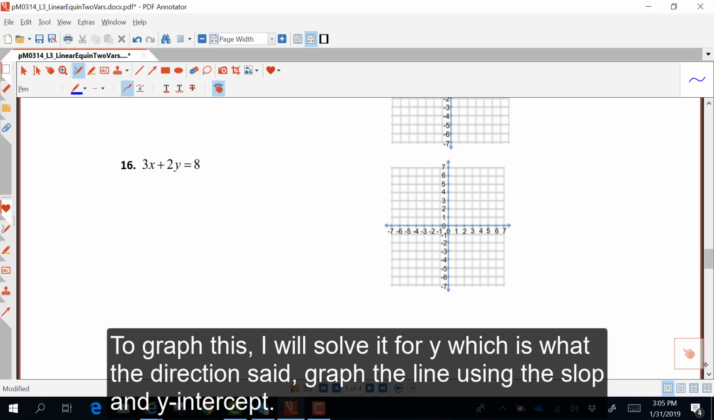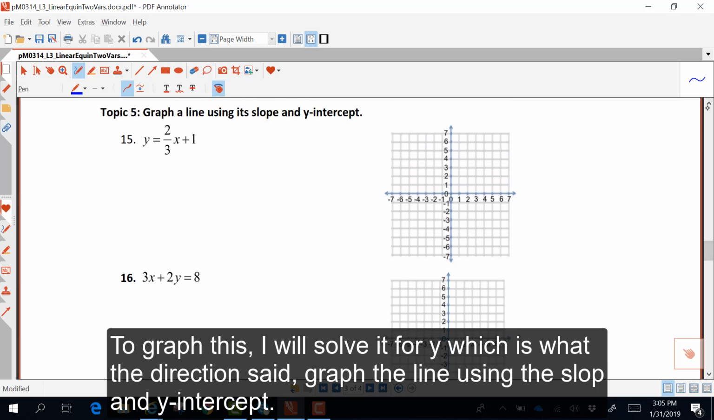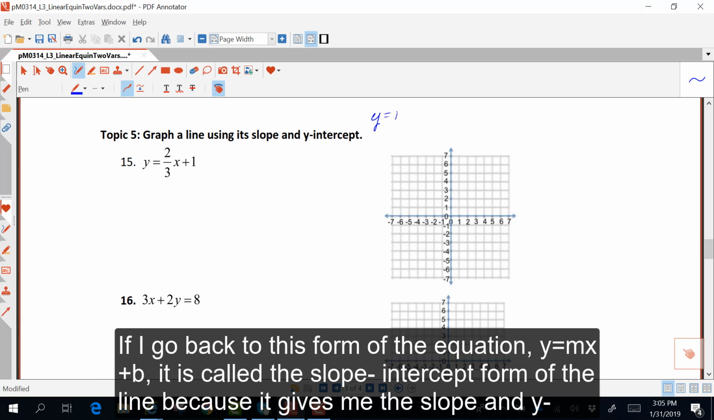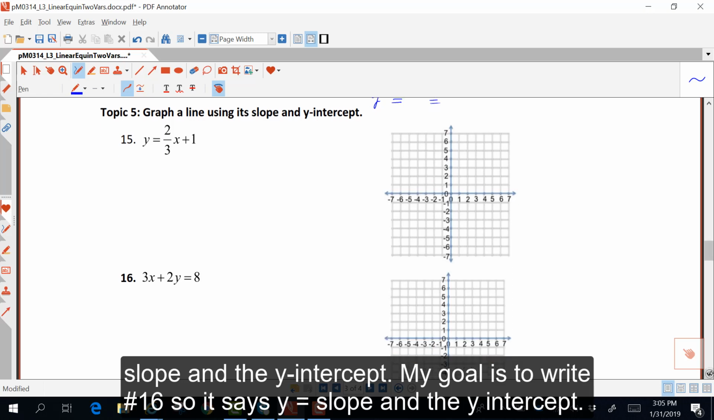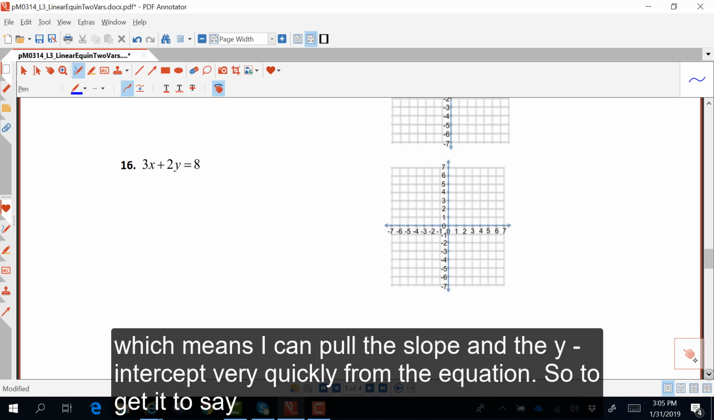Now, to graph this, I'm going to solve it for y, which actually the directions did say. Graph the line using the slope and y-intercept. So if I go back to this form of the equation, y equaling mx plus b, it is called the slope-intercept form of the line because it gives me the slope and the y-intercept. My goal is to write number 16 so it says y equals, which means I can pull the slope and the y-intercept very quickly from the equation.